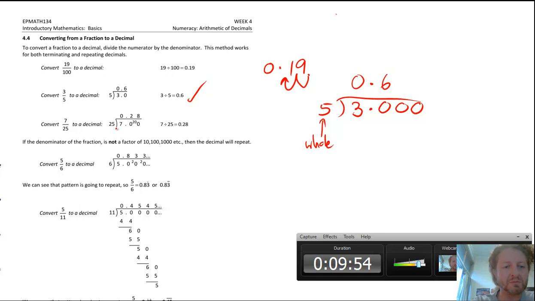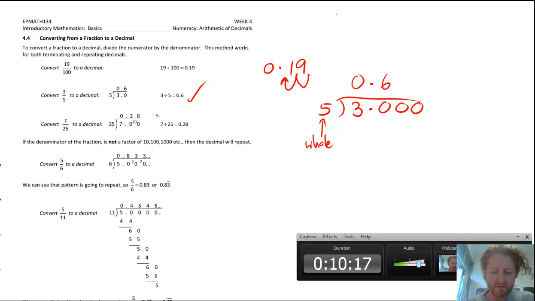Another one that stops, well, here we said 7 divided by 25, we put the 7 down here. 25s out of a 7 doesn't happen. 25s out of a 70 is 2 with 20 left over, because 2 25s is 50. 25s out of a 200, well, there's 4 25s in 100, so there's 8 25s in 200 with no remainder. There's my answer. 7 on 25 is 0.28.